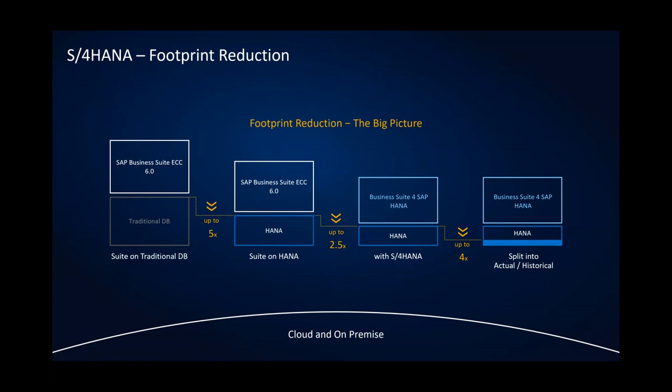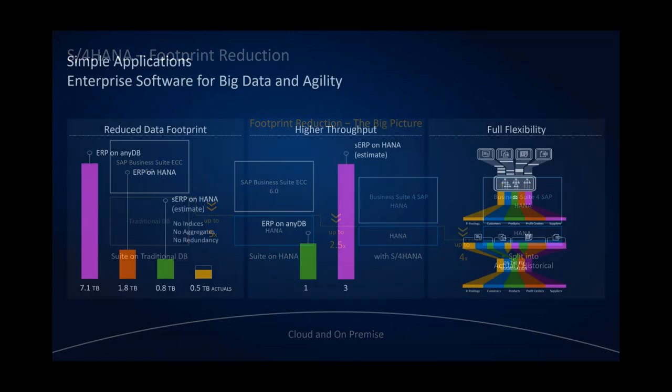Footprint reduction basically means how much the database gets reduced, 5x. That means if you are working on ECC 6.0 on Oracle, and you go to ECC 6.0 on HANA, and you are using 5 terabytes of data, you are left with 1 terabyte of data. That is what this basically means. And now, if you go to SAP S/4HANA and are using the HANA database, you can reduce this further, 2.5 times. So if you go to SAP S/4HANA, you get another reduction in the data footprint, 2.5.